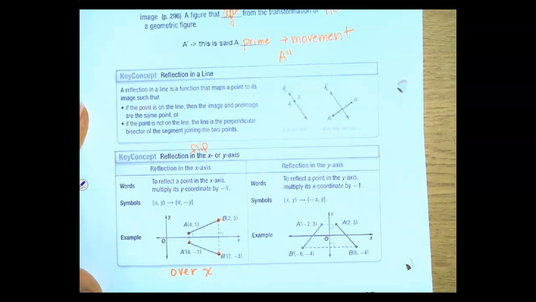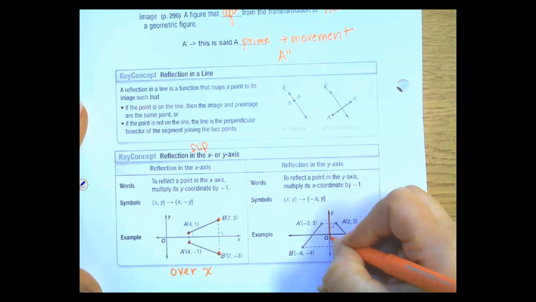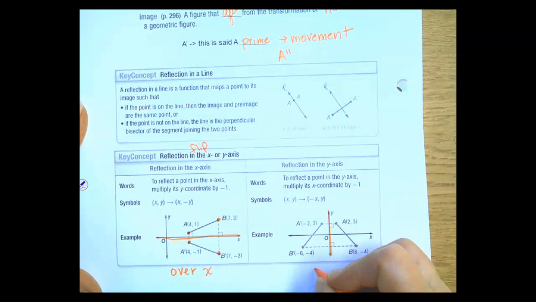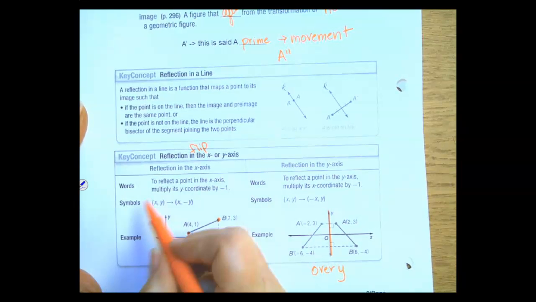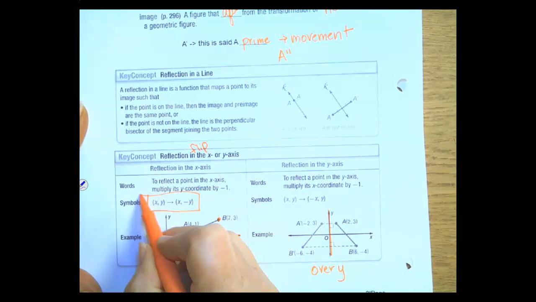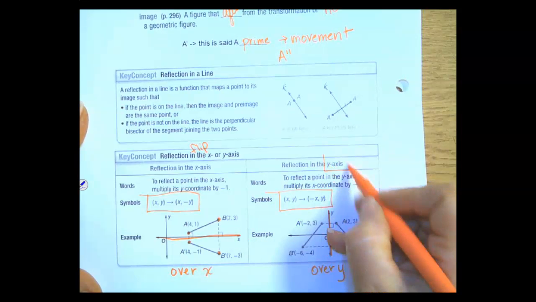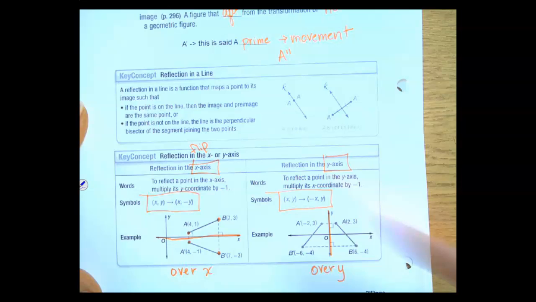And then here it's over the Y. So maybe I should say this is over the X and this is over the Y axes. And these are the rules. These are going to be very handy. As a matter of fact, you might want to highlight this so you see that quickly.